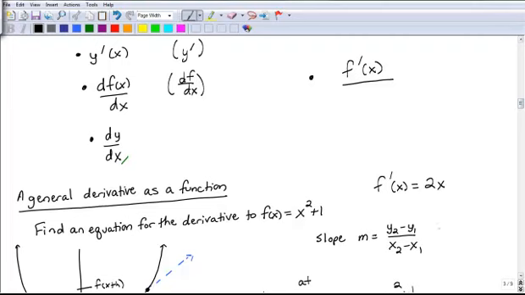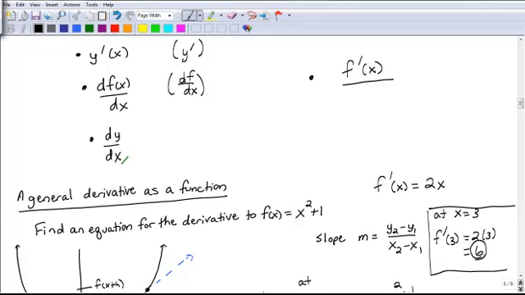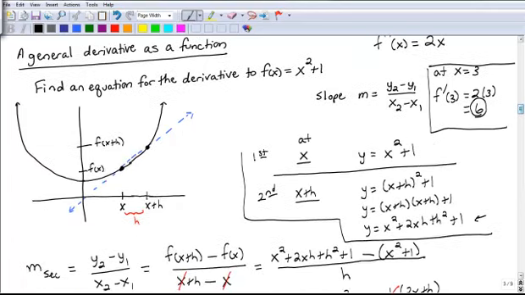Let's look at what happened before. At the very beginning, we wanted to find the slope of the tangent line at x equals 3. Well, to do that, I can just plug in 3 for x into the derivative. And I get 6, which is the same answer I got before. But the nice part is now I can do other values of x. It doesn't just have to be that value. I can do values like x equals 2 or x equals negative 1.